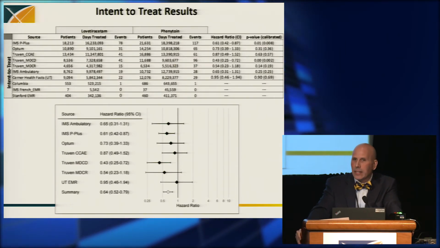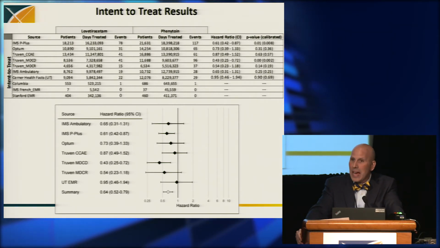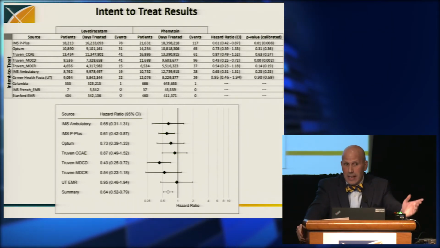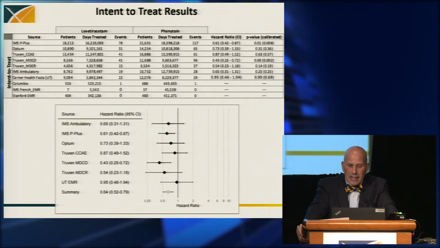The intent to treat showed, to my surprise, a little bit of a different finding. You can see we had more events for exactly the reason that George just described. We're looking not just at the time they were on the medicines, but further out. And we did see more events, and again, over the course of more days.